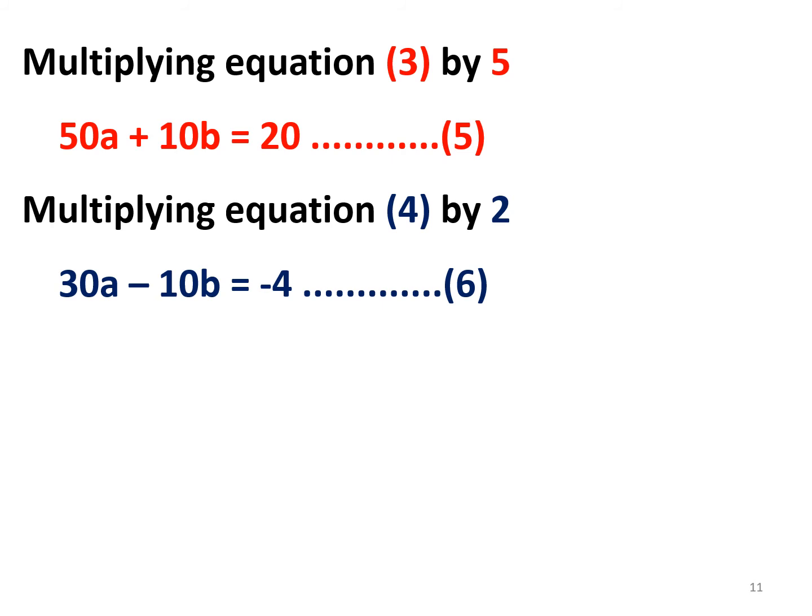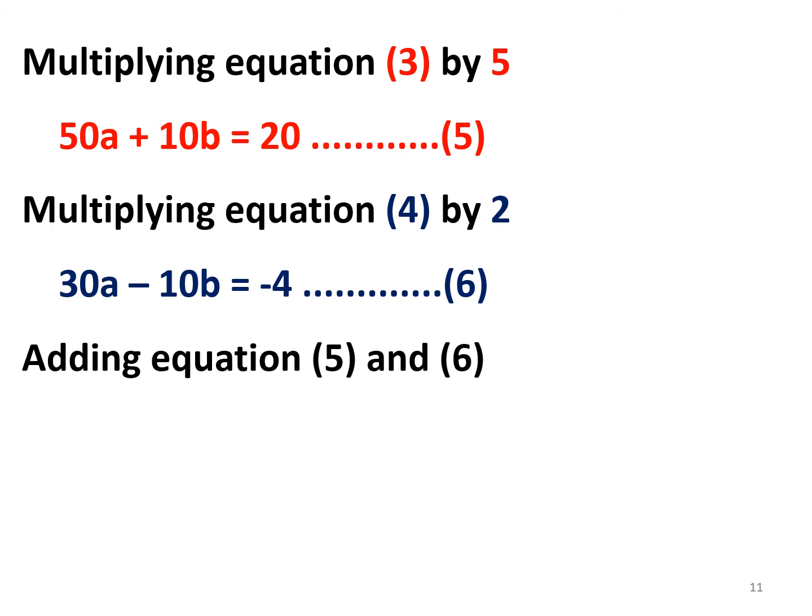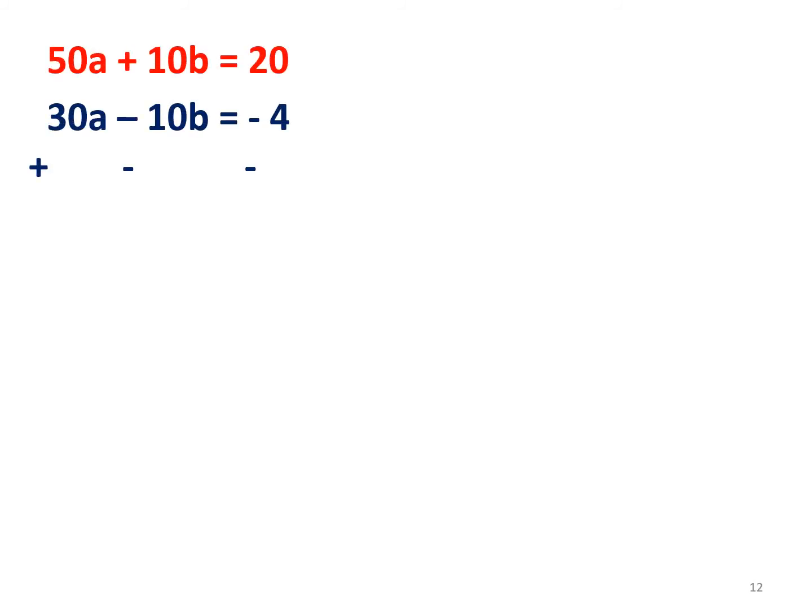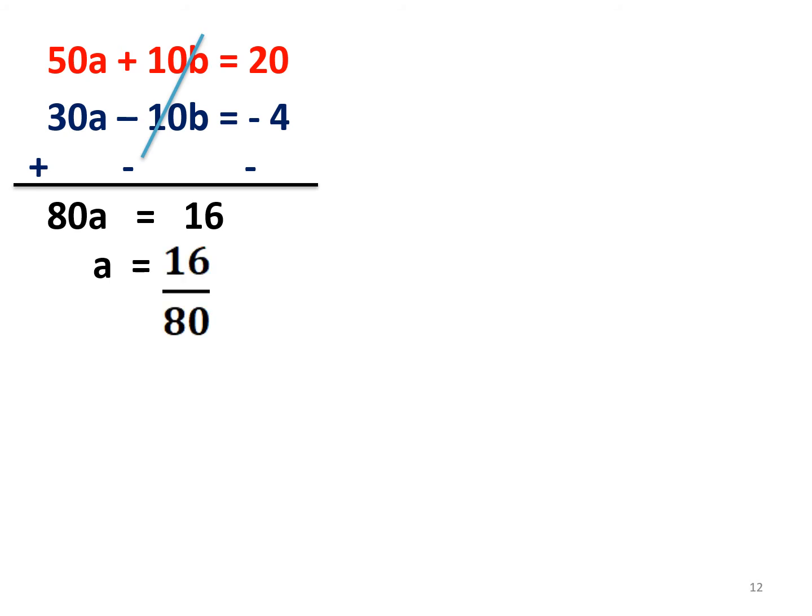Now I shall solve equations 5 and 6. So adding equations 5 and 6, I get 50a plus 10b is equal to 20, plus 30a minus 10b is equal to minus 4. Plus 10b minus 10b gets cancelled. 50a plus 30a is 80a. 20 minus 4 is equal to 16. Therefore, a is equal to 16 upon 80.